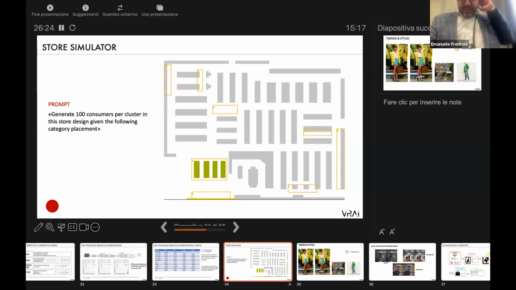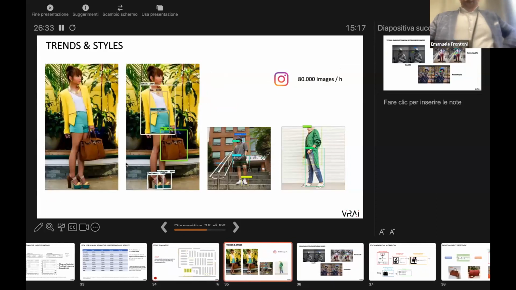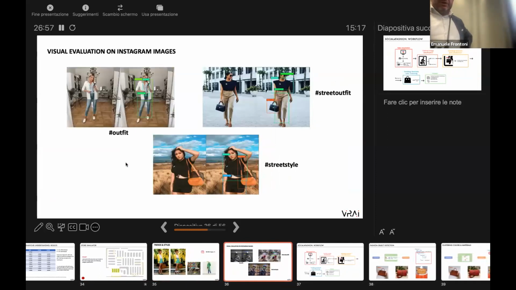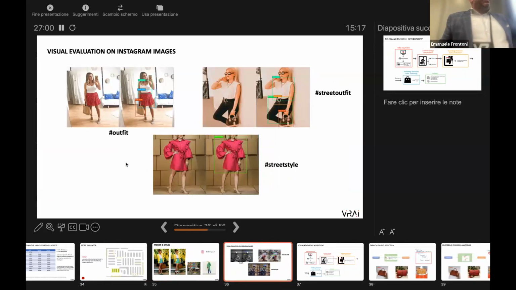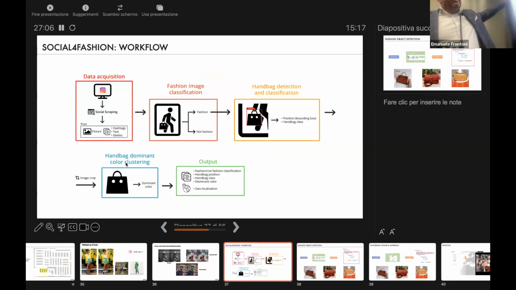The second part of the story is when we are not starting from the offline and from the real store, but when we are starting from the online. And in the online area, mainly for fashion brands, we are collecting today 80,000 images per hour coming from Instagram. And why are we doing this? Mainly to perform visual evaluation on Instagram images, visual trend analysis, and so on. Let me give you an example on bags. We do the whole pipeline starting from the data acquisition.